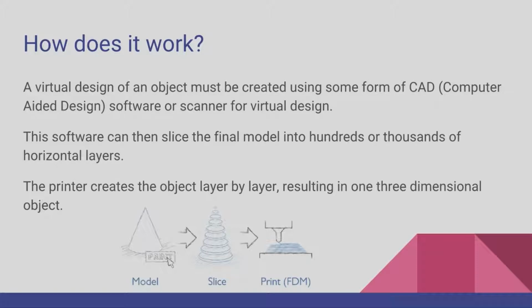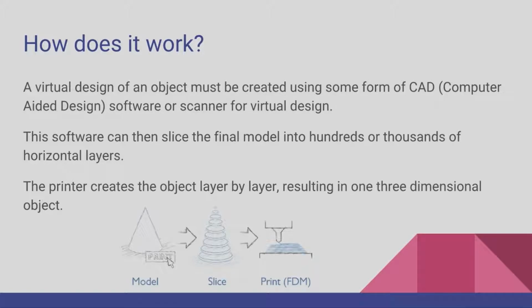So how does it work? The virtual design of an object must be created using some form of CAD software. CAD stands for Computer Aided Design. You can also use virtual scanners. This software will then slice the model into hundreds or even thousands of horizontal layers, and the printer creates the object layer by layer, resulting in one three-dimensional object.